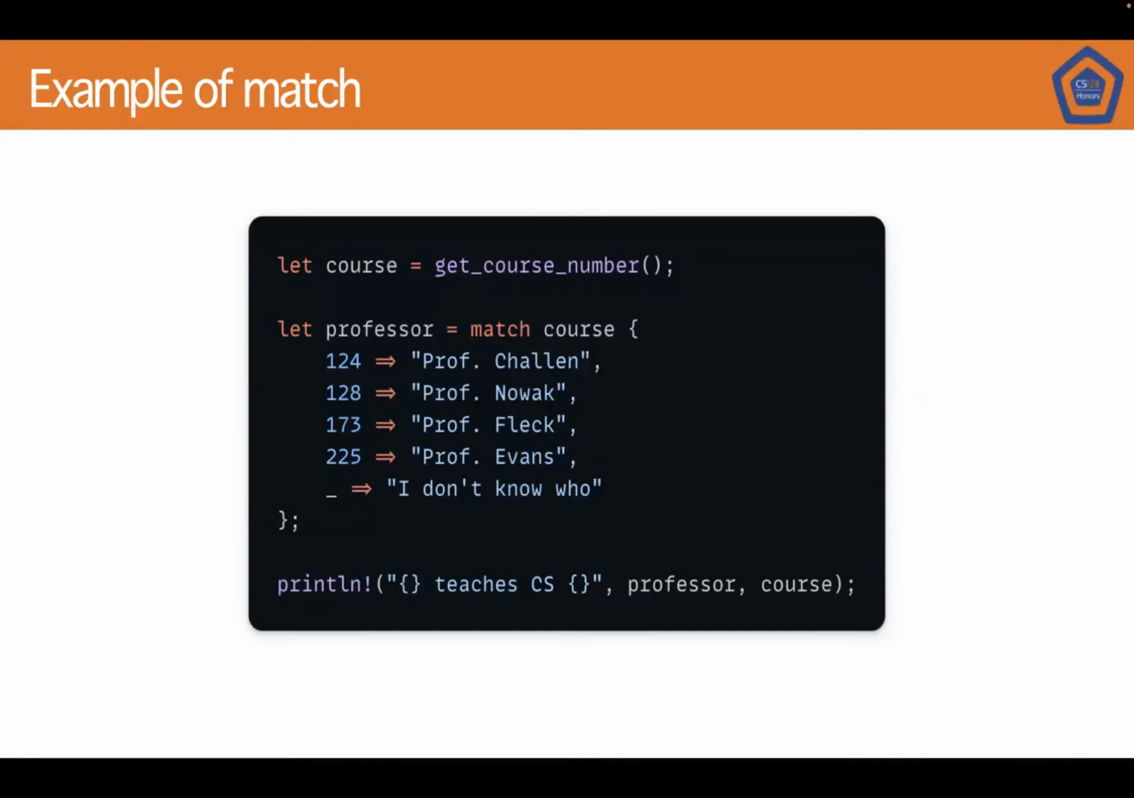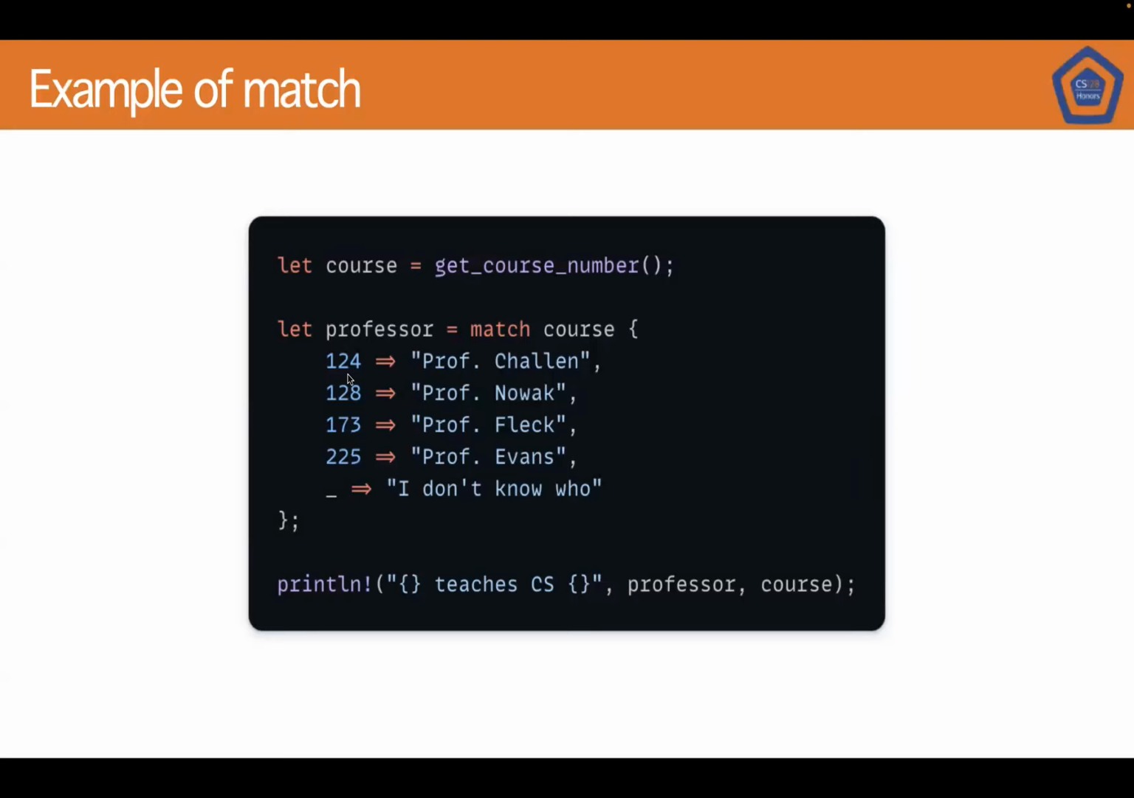So let's look at an example. In this example, we have a function called getCourseNumber, which we can assume for now returns a random integer, and we'll let the course variable equal that integer. And then we're going to use a match statement to match that course number to a pattern in the match statement.